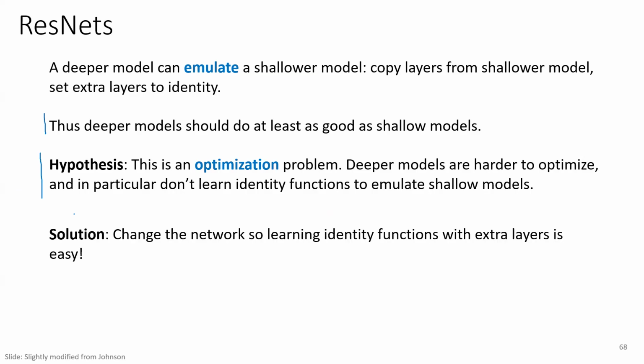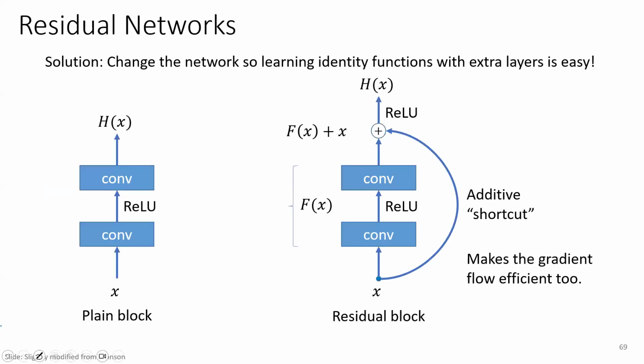Solution: change the network so learning identity functions with extra layers is easy. So they came up with a solution for that. What is the solution? This is the solution. If you think about the plain block, X is the input, then convolution, ReLU, and convolution, and you get the output. Therefore, they are saying that these convolution layers cannot learn the identity function.